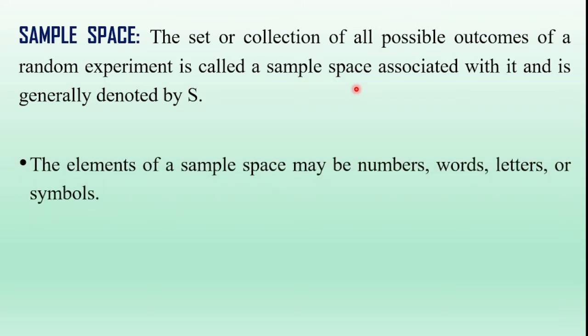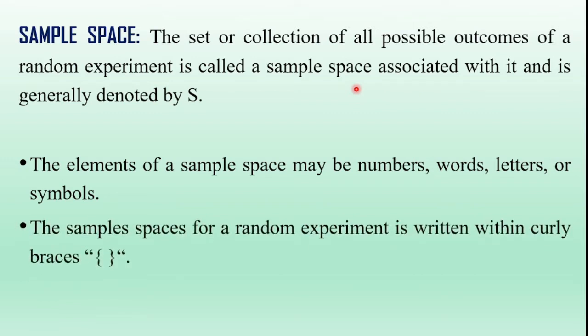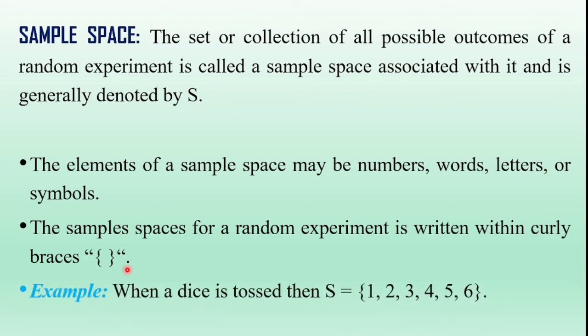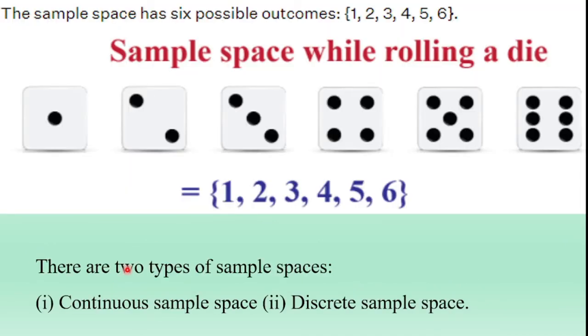The members or elements of the sample space may be numbers, words, letters or symbols. The sample space for a random experiment is written within curly braces. An example of a sample space: when a die is tossed, the sample space S is equal to the possible outcomes of rolling a single die, 1, 2, 3, 4, 5, 6.